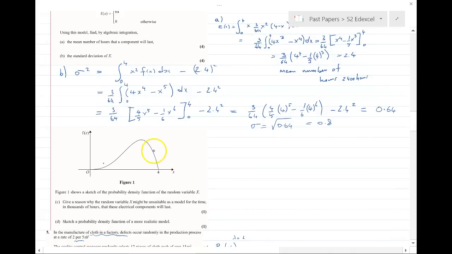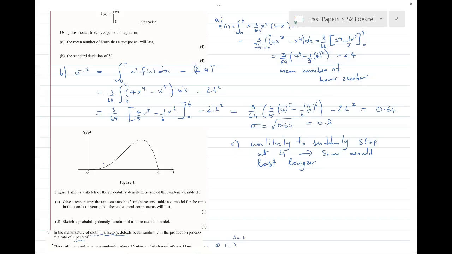You'd expect it to be tailing off more, really, kind of going that way. So suddenly before, the lifetime is unlikely. So let's write something like that. Yeah, some would last longer, surely. It just seems very intuitive.